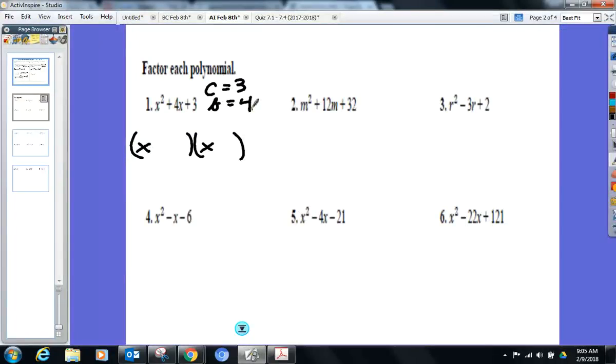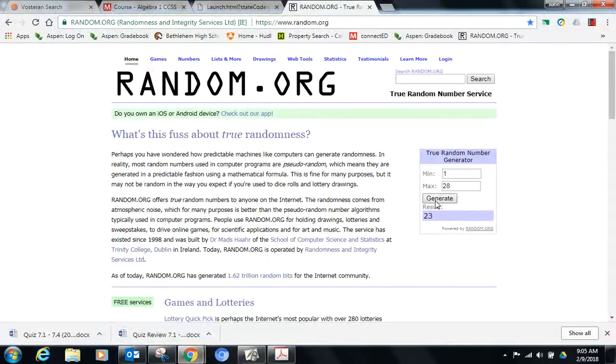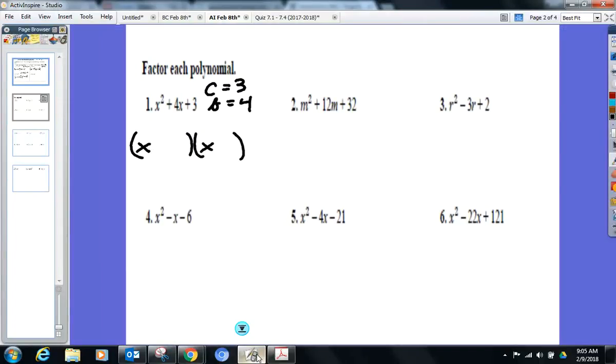4. Got it. So 2 numbers that multiply to 3 but add to 4. 2 numbers that multiply to C, add to B. Here you go, 23. Find any numbers? 3 and 1. What's got to be the signs in front to add to 4 and multiply to positive 3? There you go. Okay.